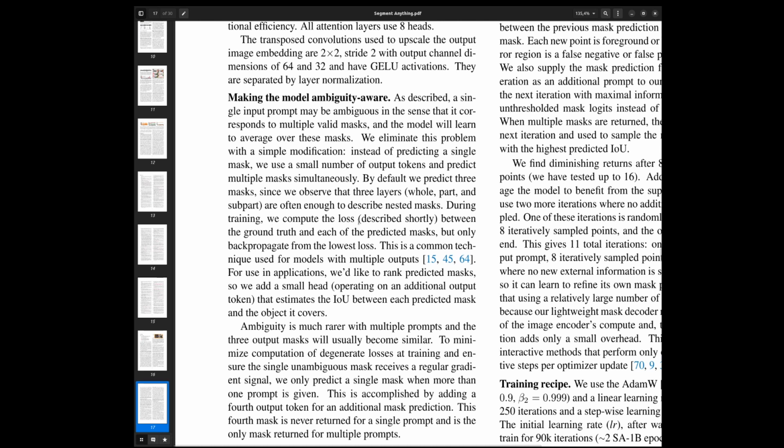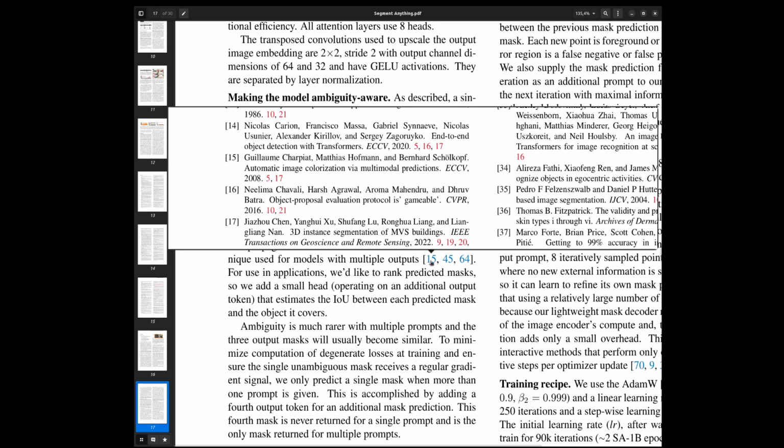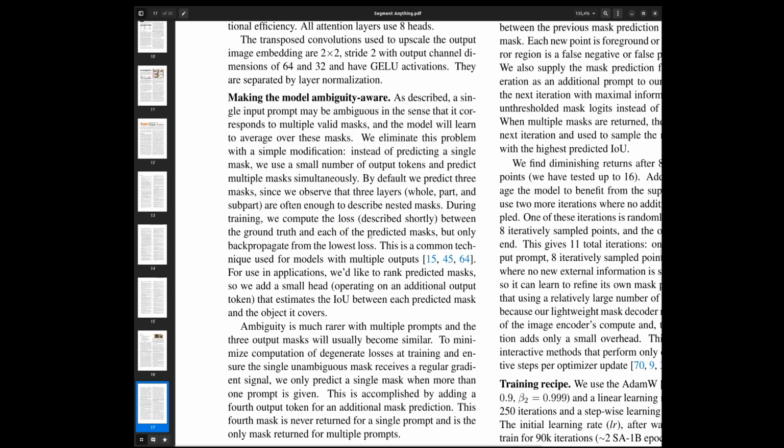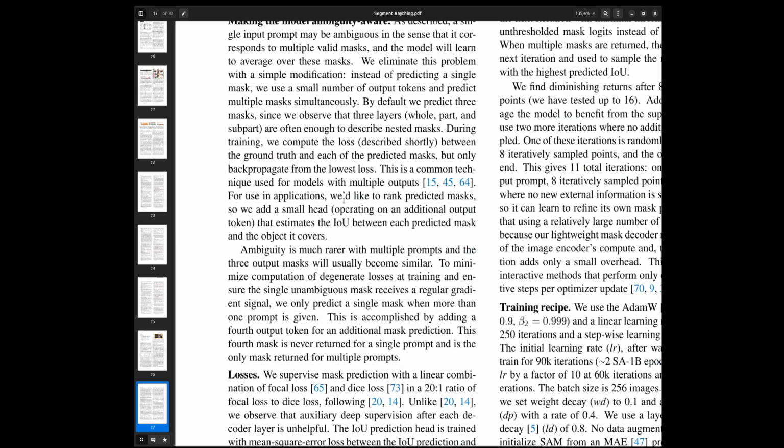During training, we compute the loss described shortly between the ground truth and each of the predicted masks, but only backpropagate from the lowest loss. This is a common technique used for models with multiple outputs. We rank predicted masks, so we add a small head operating on an additional output token that estimates the IOU between each predicted mask and the object it covers.